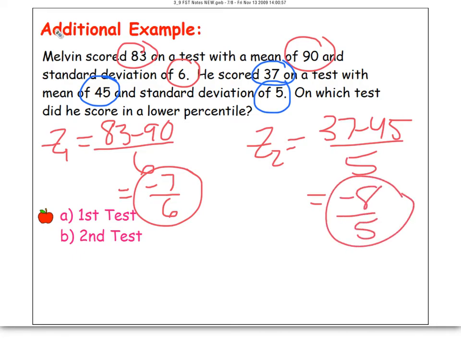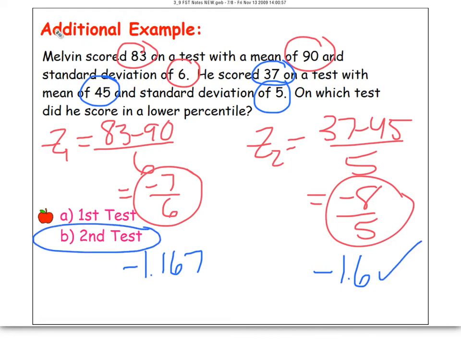Now, if you're not comfortable with the fractions, just change them to decimals. Negative 7 divided by 6 is going to be a negative 0.167 approximately. Negative 8 divided by 5 is going to be a negative 1.6. In which one did he score in the lower percentile? That would be test number 2, because this says he deviated 1.6 standard deviations below the class. This one is 0.167 standard deviations below the class. So the second score he did worse on.